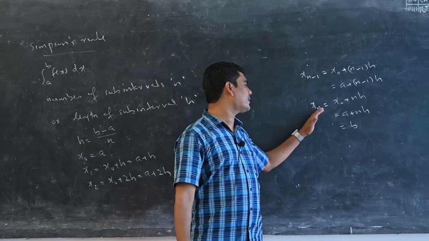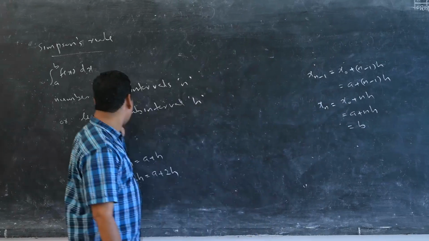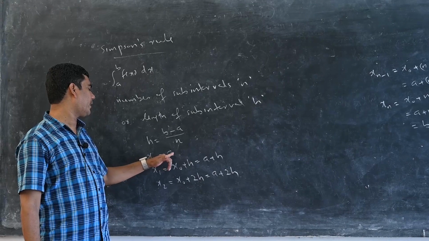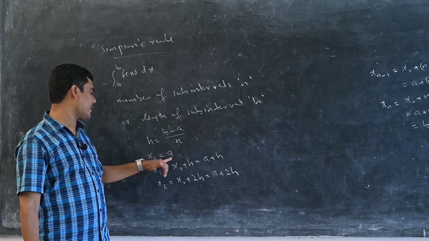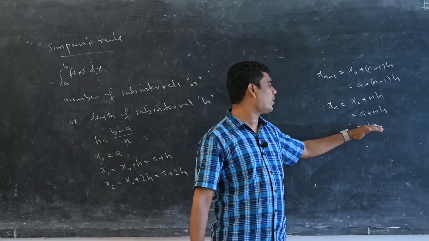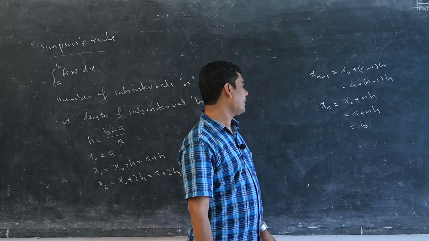So we have reached the right end point. So we stop here. Start from the left end point of interval AB, or the lower limit of integration, x0 is equal to a, and end with the right end point of interval AB, that is the upper limit of integration, b.